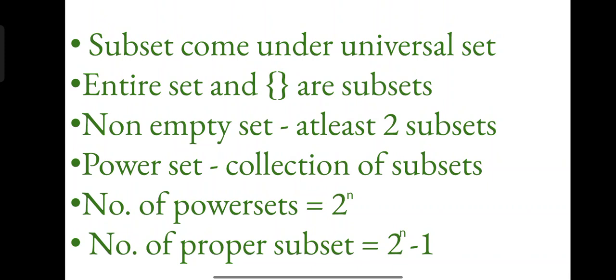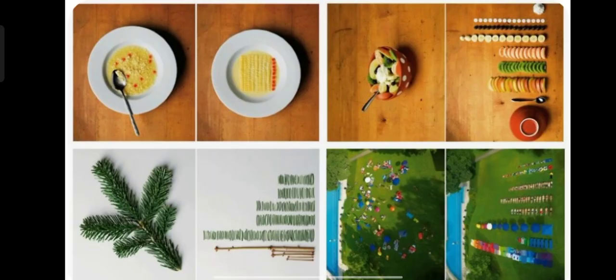Excepting the case of the entire set, how many will there be? That represents the proper subset. Now these all represent some examples of subsets as well as proper subsets, which we can tell that also.